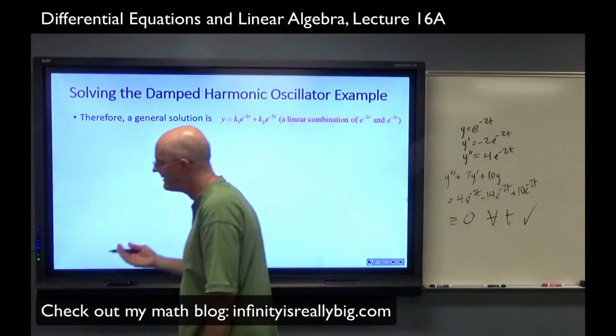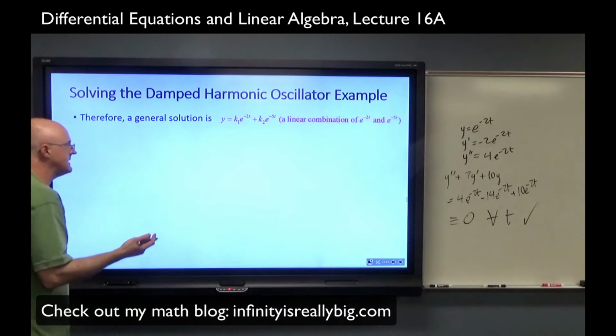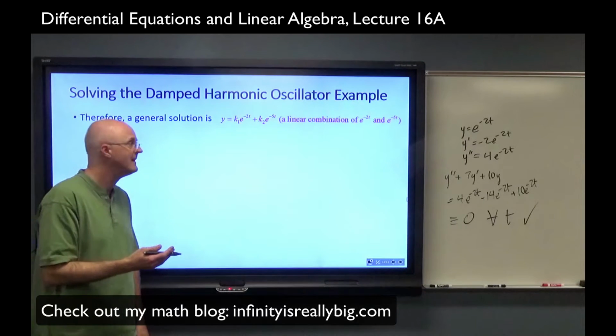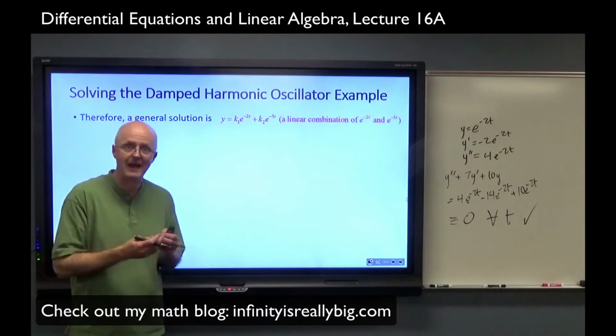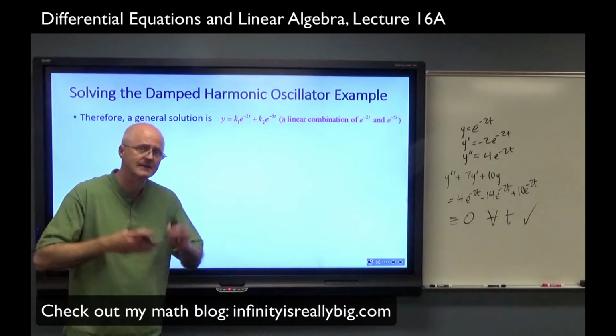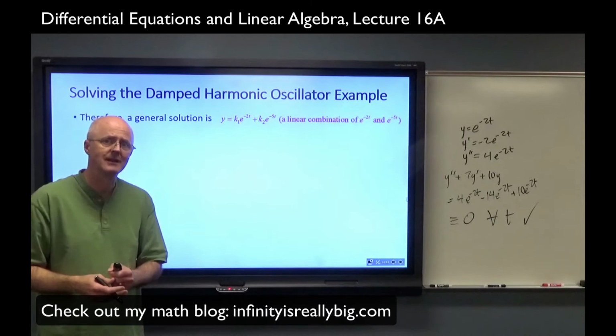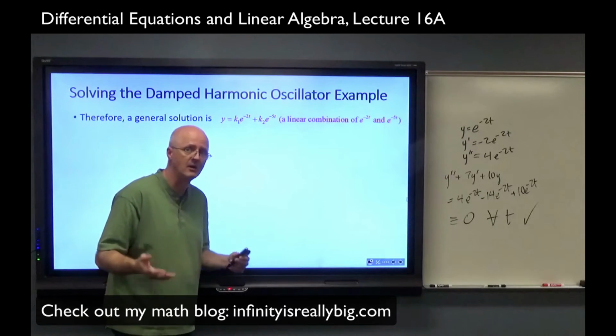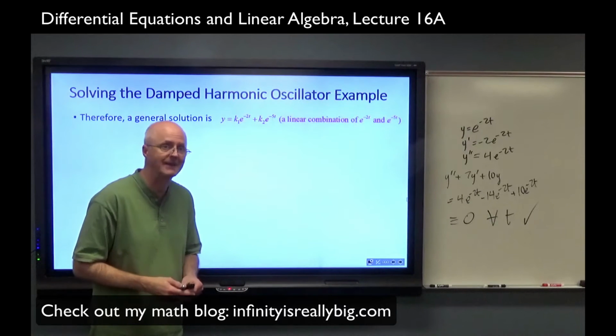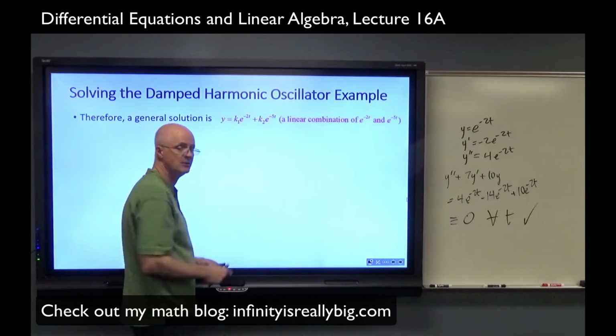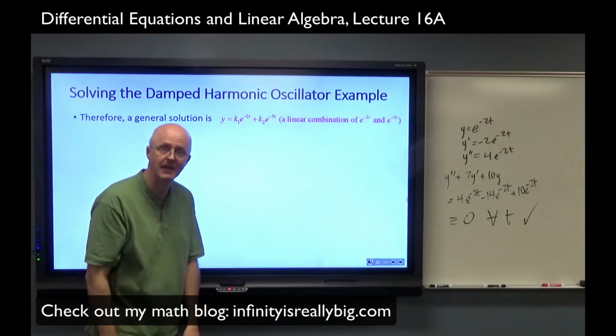Again, e to the negative 2t and e to the negative 5t are both solutions. And they are linearly independent. They're not constant multiples of each other. The solution space is two-dimensional. That means they will form what's called a basis for the solution space. And that means any solution can be written as a linear combination of them.